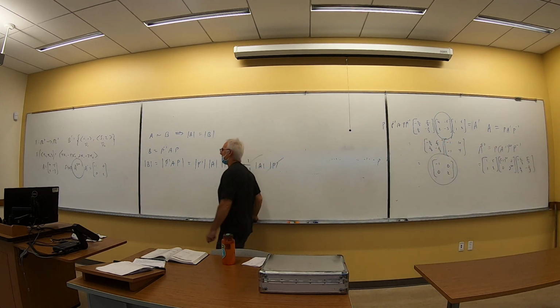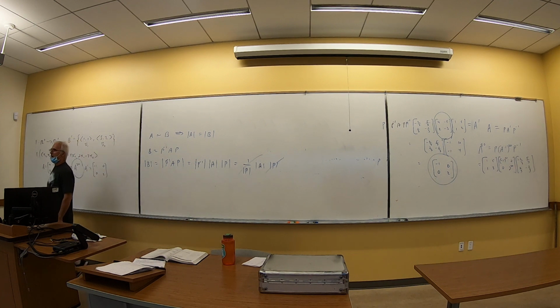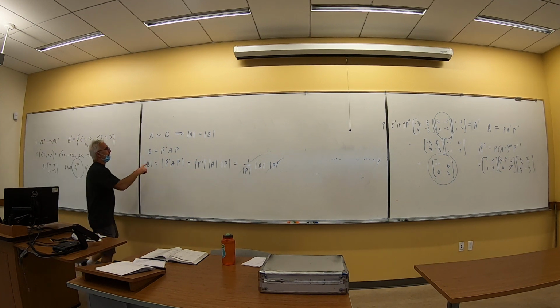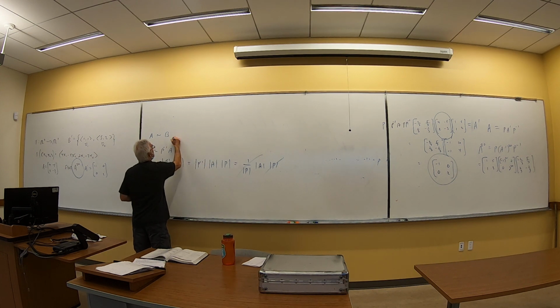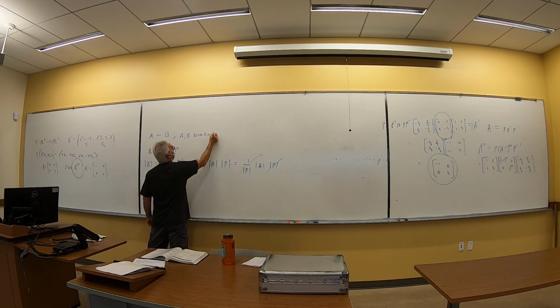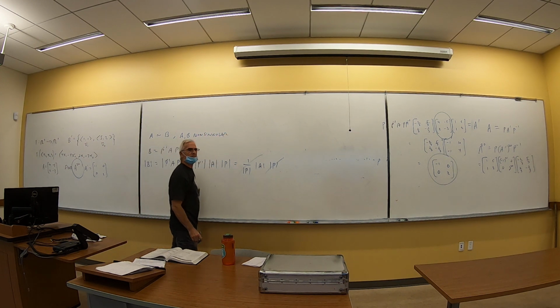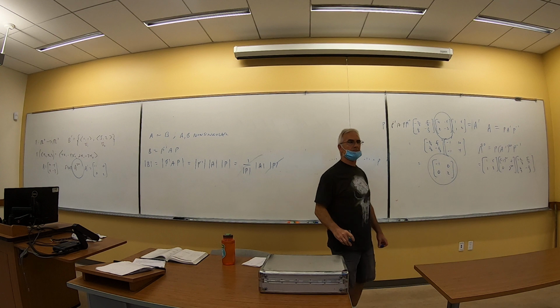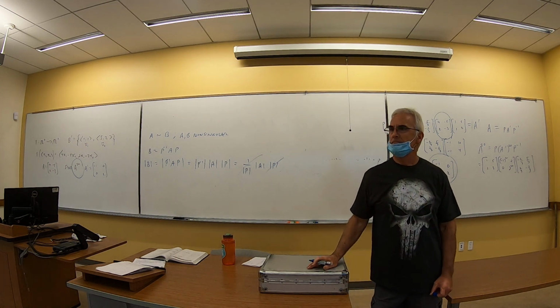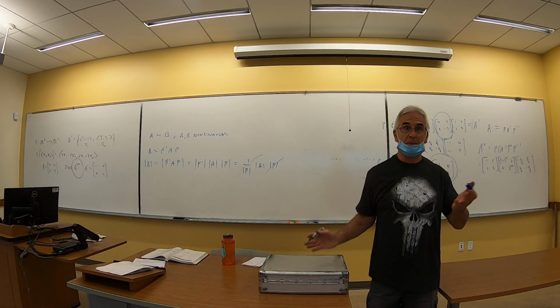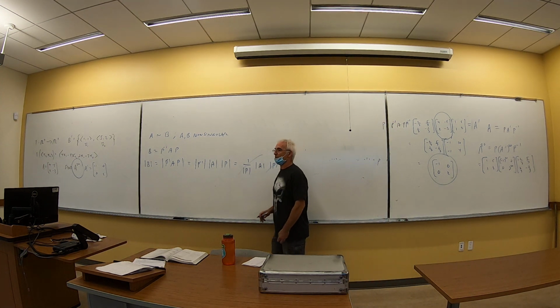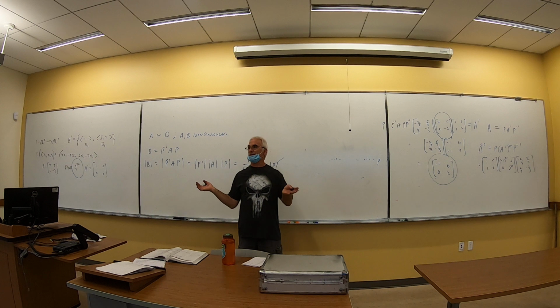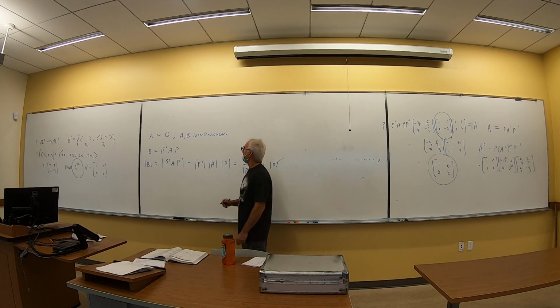So what else is there? Well, here's a good question. A is similar to B, A, B non-singular. That means they both have inverses, obviously, that exist. I'm going to assume A and B are non-singular, which would be the same as saying I'm going to assume their determinants are non-zero. Question.